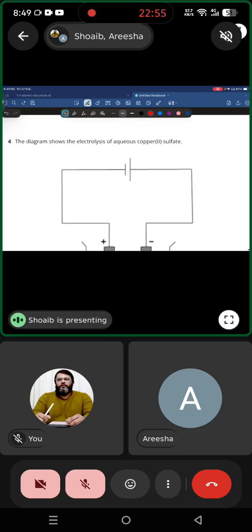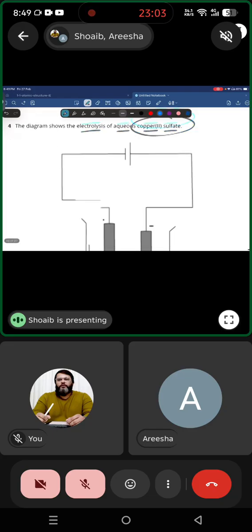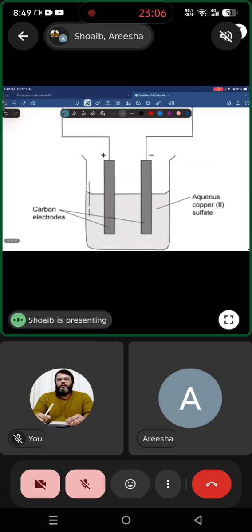Question number 4. The diagram shows the electrolysis of aqueous copper 2 sulfate. We have aqueous copper 2 sulfate here. Now, aqueous copper 2 sulfate, that means the copper ion will be discharged. Copper ions are present, hydrogen ions, sulfate ions, and the hydroxide ion. As I told you earlier, when the copper is present, the copper will be discharged. Hydrogen will not discharge. Copper will discharge here. Sulfate will not discharge. Oxygen will discharge here.